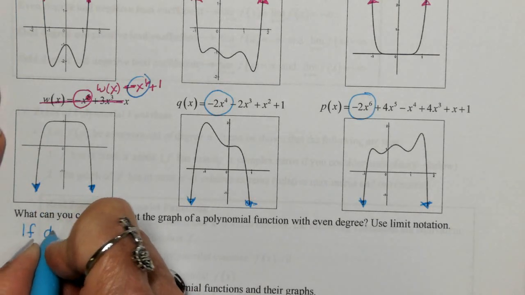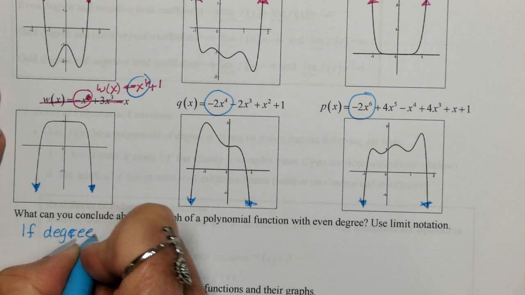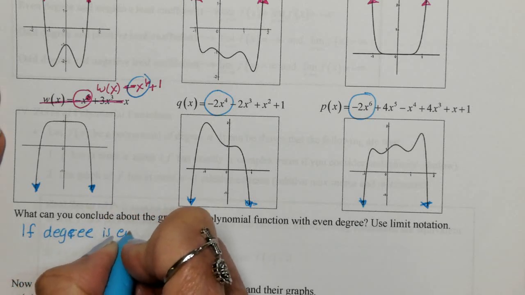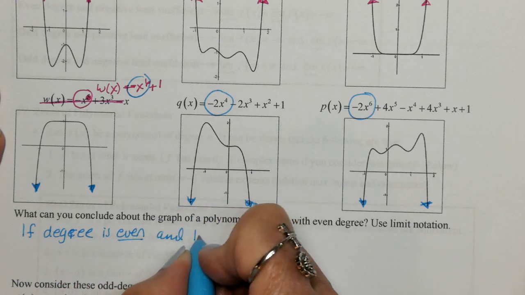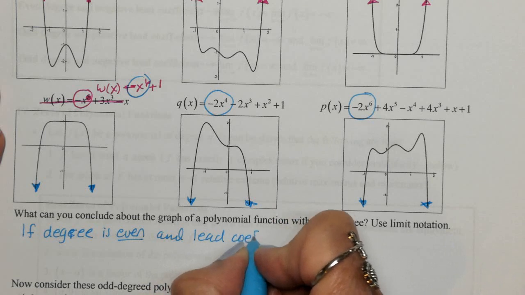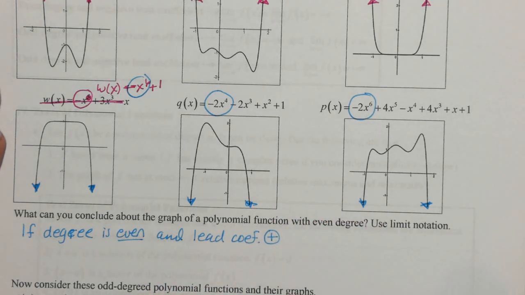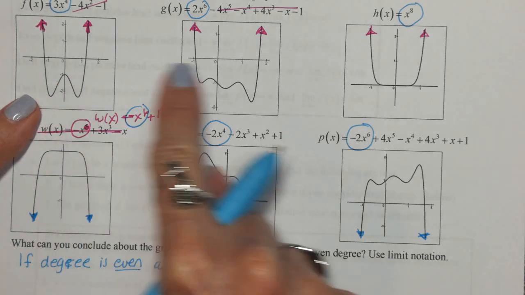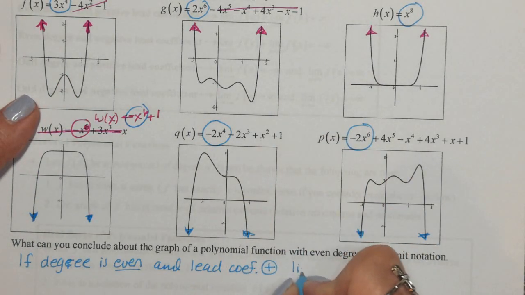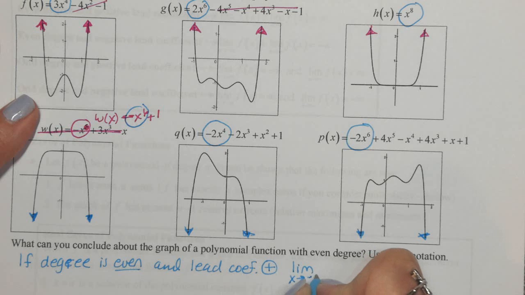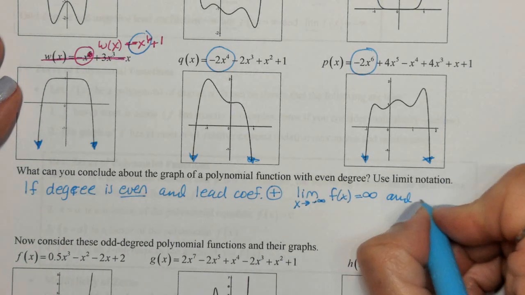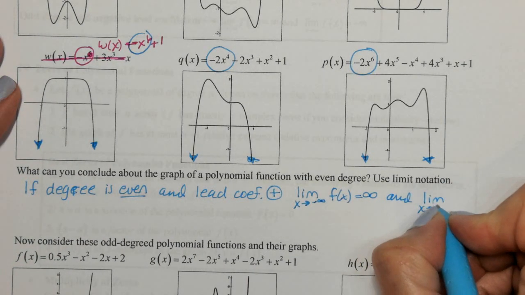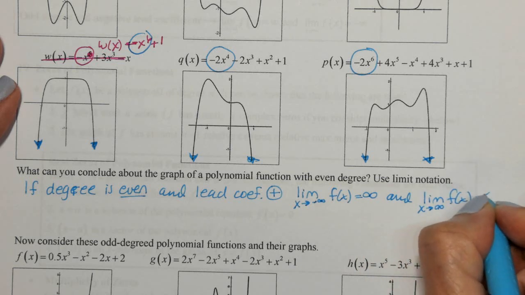if the degree is even, and the lead coefficient is positive, then we're dealing with these. Then the limit as x approaches negative infinity of your function is positive infinity, and the limit as x approaches positive infinity of your function is infinity.